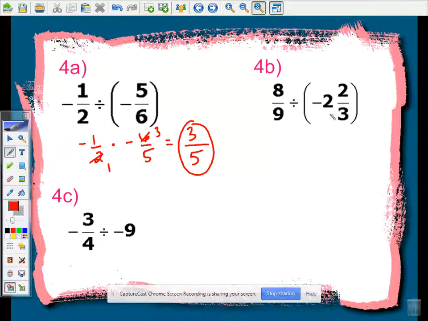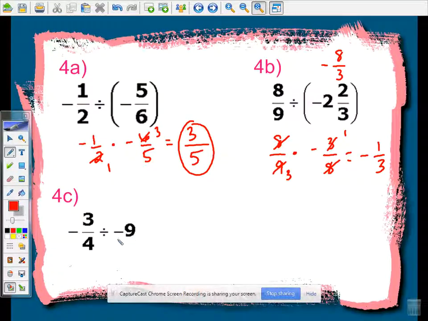This one I needed to convert. 3 times 2 is 6, plus 2 is 8. So this is 8 over 3, or negative 8 over 3, I should say. So now we're going to do 8/9 times negative 3 over 8. I truly suggest that you do not convert this and flip all at the same time. Very easy to make mistakes. These 8s will cancel out. 3 goes into here 1 and into here 3 times. I have a positive times a negative. My answer will be negative. The numerator is 1 and the denominator is 3.